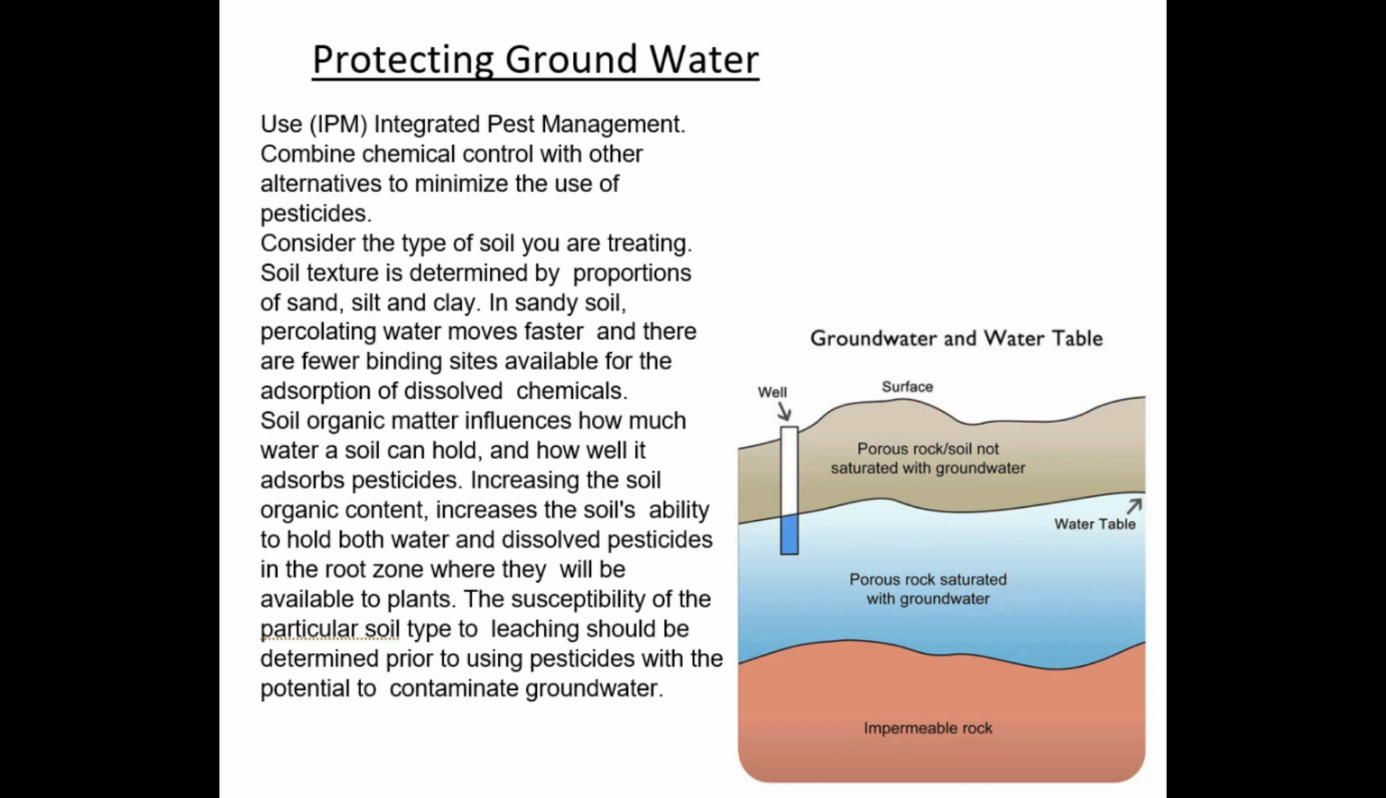Soil organic matter influences how much water a soil can hold and how well it adsorbs pesticides. Increasing the soil organic content increases the soil's ability to hold both water and dissolved pesticides in the root zone where they will be available to plants. The susceptibility of the particular soil type to leaching should be determined prior to using pesticides with the potential to contaminate groundwater.